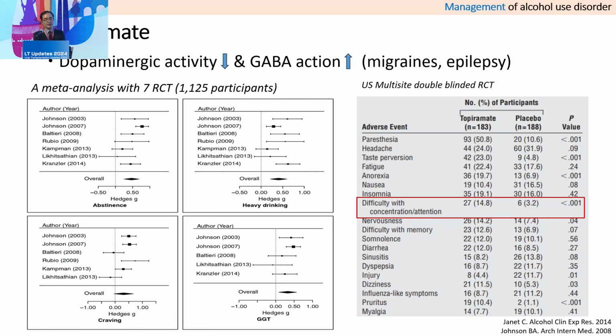Topiramate, which decreases dopaminergic activity and increases GABA action, is effective in reducing alcohol cravings and heavy drinking. However, it can cause side effects like paresthesia, insomnia, and difficulty with concentration, requiring careful monitoring during treatment.